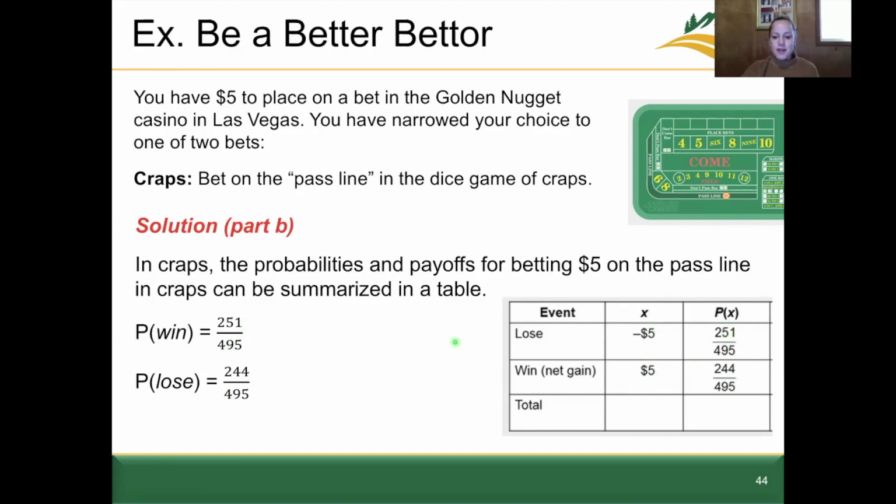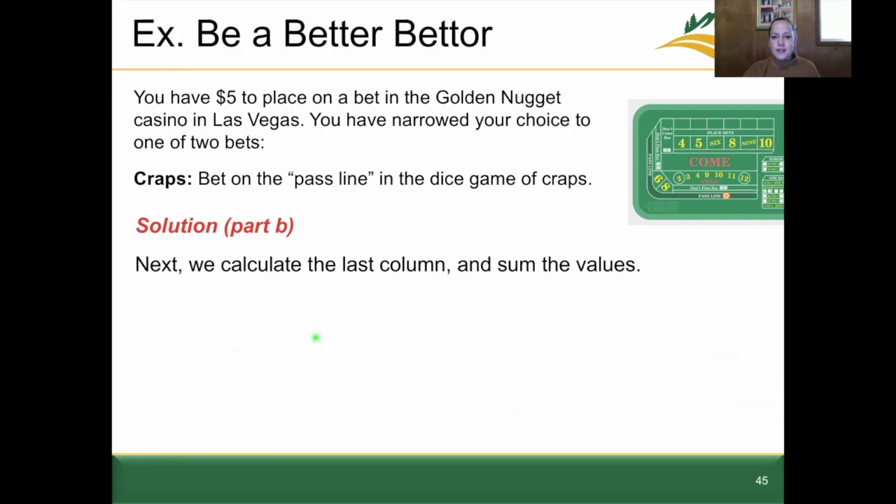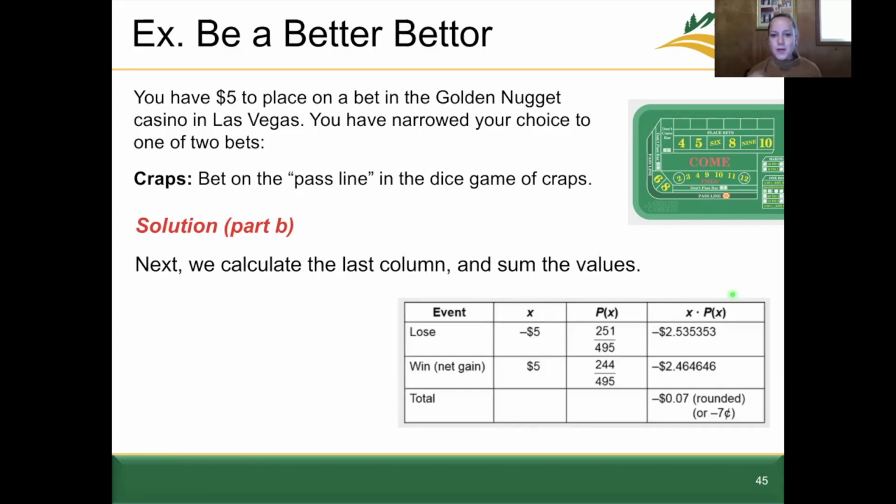So far from what we know, we're going to set this table up where x is equal to minus $5 or plus $5, and then we have our probabilities of losing and winning. Let's continue on to calculating that expected value. Maybe you'll pause it and calculate this before me. When we're calculating the expected value, we're also calculating the mean. We're using that equation here, so x multiplied by p of x. Then we total all these up, we sum them.